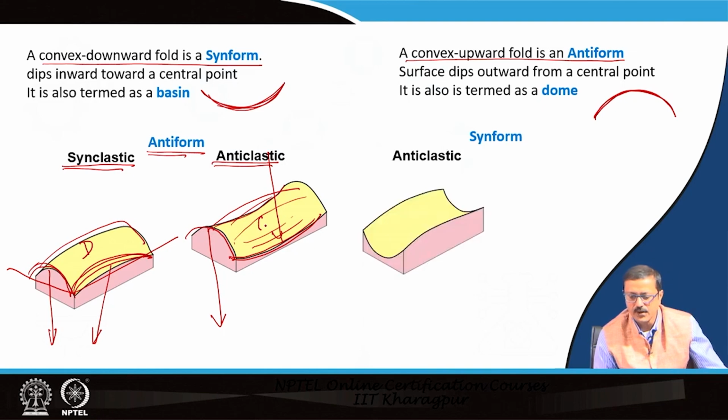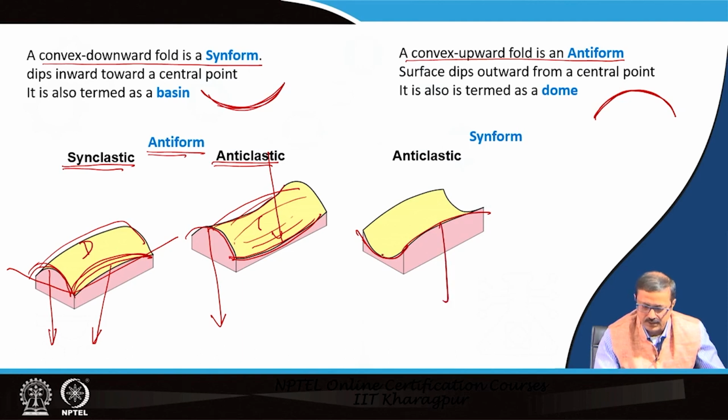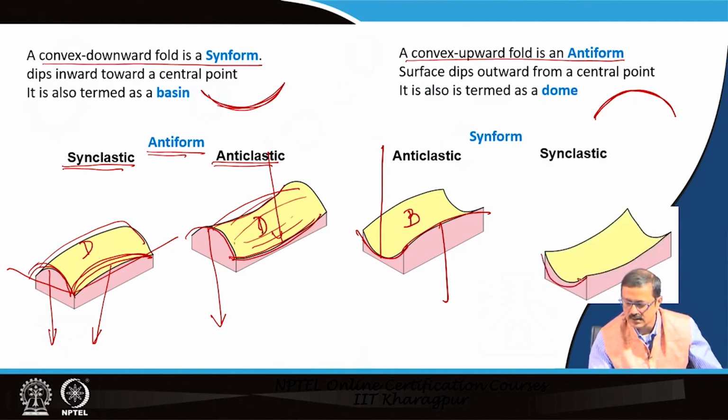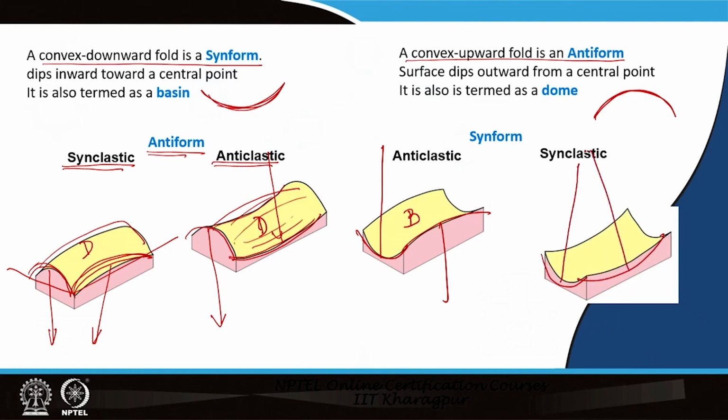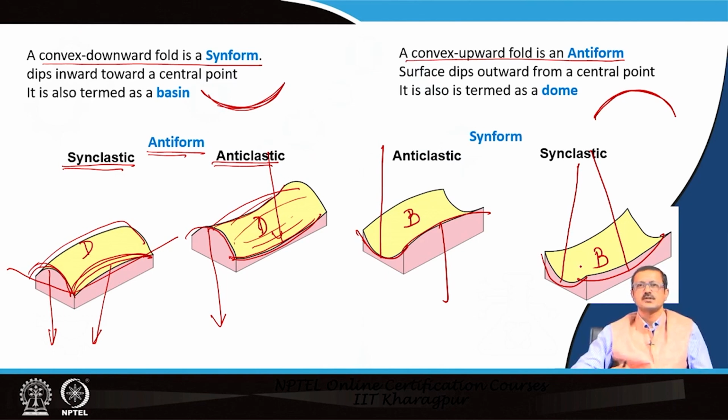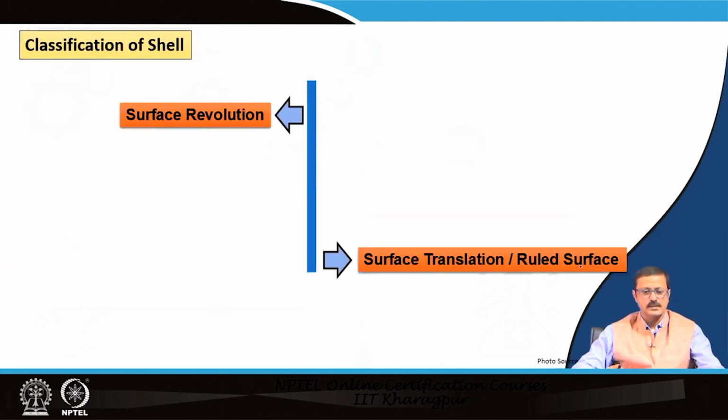Whereas, the synform can also be created like that. This is anticlastic because this and this are in two ways, which is a saddle or a basin kind of thing over here. This is a dome, this is a basin, and this is synclastic because it is the same like that, and both give you a basin kind of thing. So, the anticlastic and synclastic can have a synform or maybe an antiform situation also. Now, let us see how the other type of classification of this particular shell can be done.